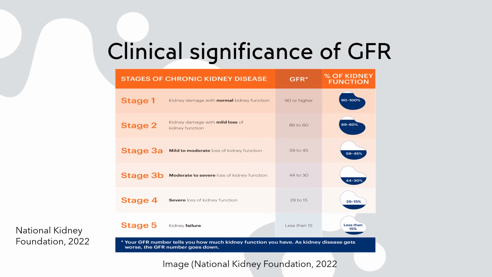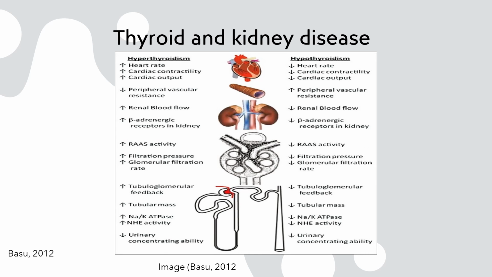Stage 3B is moderate to severe. That means you have some loss of kidney function. That's 45 to 30 GFR. Stage 4 is a severe loss of kidney function. Your GFR is 29 to 15. At stage 5, your GFR is less than 15, and you are in what's called kidney failure. Many diseases and medications will affect this GFR rate, and we're going to talk about those.